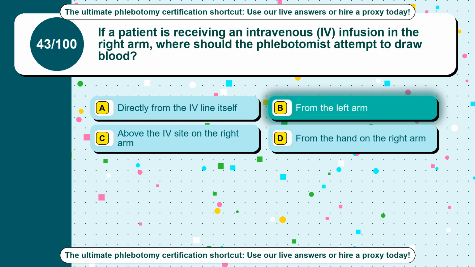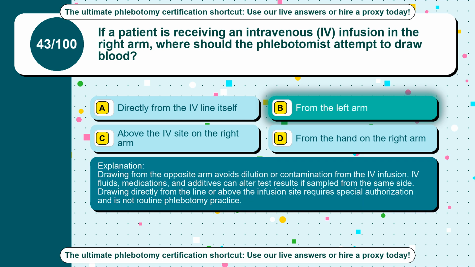The correct answer is option B, from the left arm. Drawing from the opposite arm avoids dilution or contamination from the IV infusion. IV fluids, medications, and additives can alter test results if sampled from the same side. Drawing directly from the line or above the infusion site requires special authorization and is not routine phlebotomy practice.